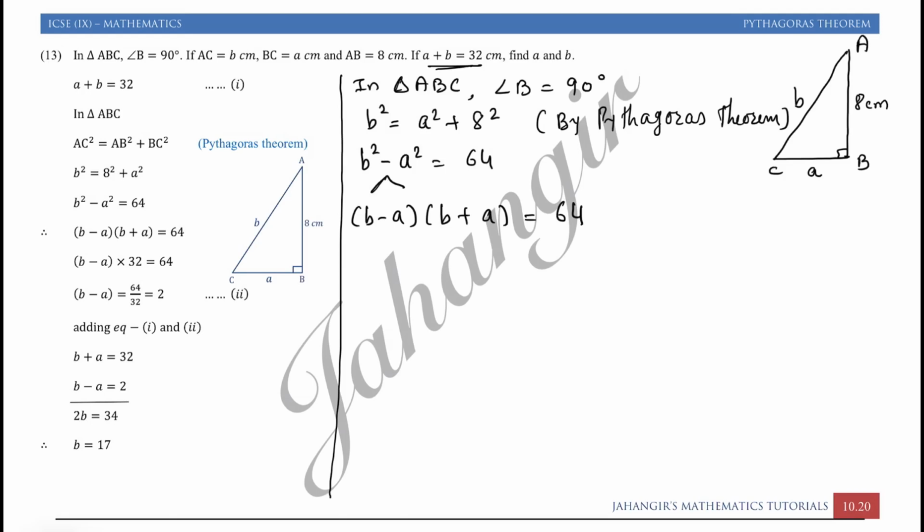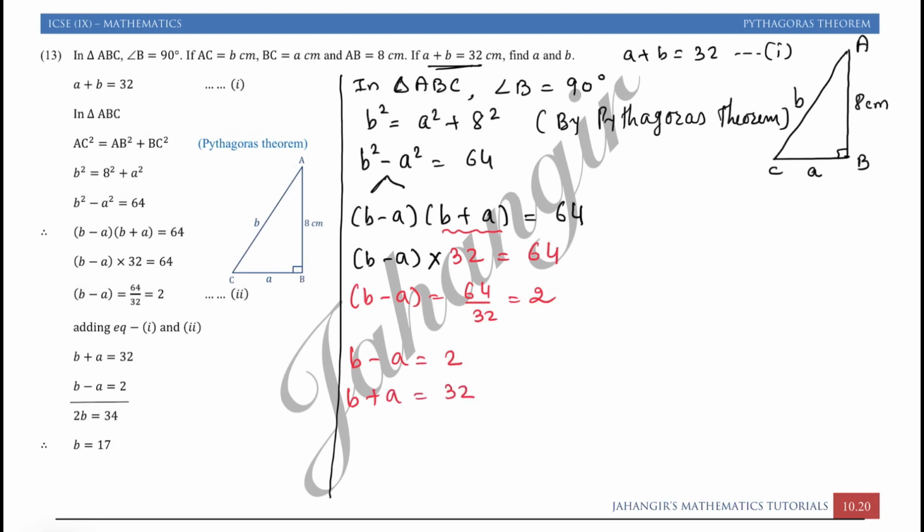So as we know, a plus b is equal to 32 as equation number 1. So we can put it over here, and we can write b minus a into 32 is equal to 64. So we can divide 64 by 32. So b minus a is equal to 64 upon 32, which is equal to 2. So now I will get b minus a is equal to 2 as second equation, and b plus a is equal to 32 as first equation.